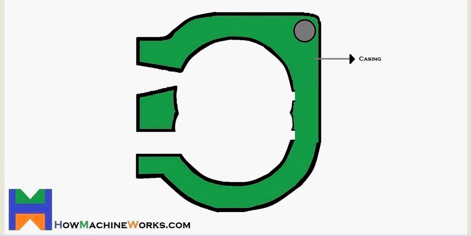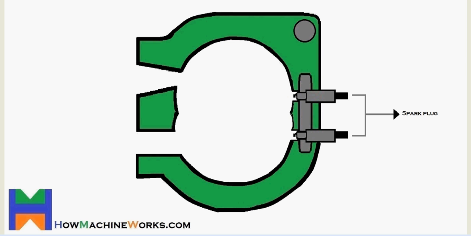And that's the casing over there in green. Then we have the cooling galleries over there. That's the epitrochoidal housing, the unique housing. Then that's the inlet port. Then the exhaust port over there. So that's a spark plug.